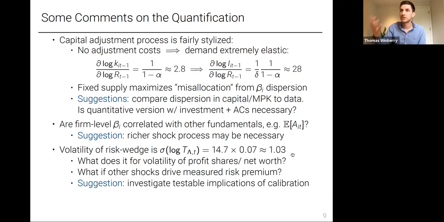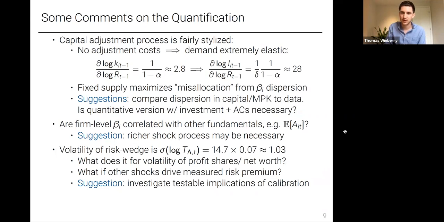And I wonder if you take those micro foundations in terms of profit shares or bank net worth seriously, is this volatility sensible relative to the variance in profit shares or net worth? Or, the way that they calibrate this 14.7 number is to match something about asset pricing data, where asset price risk is driven purely by TFP shocks, where TFP shocks are not the only source of risk in the economy. So I wonder to what extent, if other shocks are allowed to drive the risk premium, how that would affect this number.